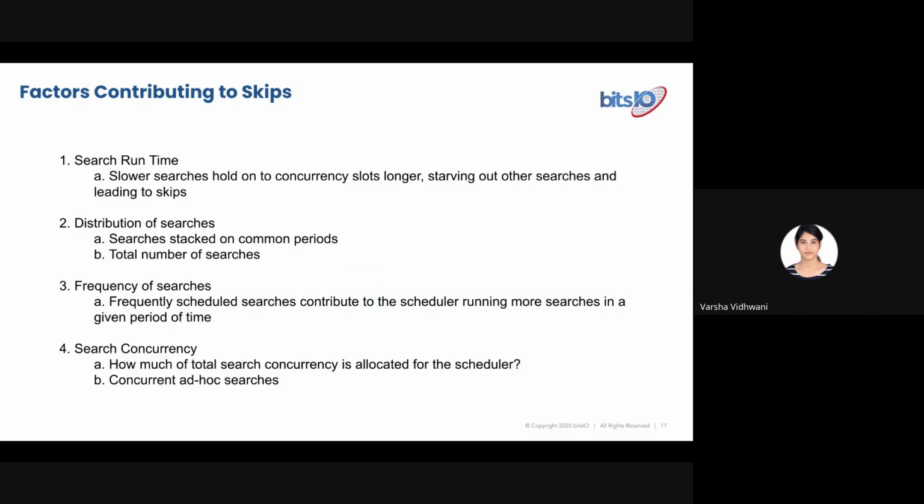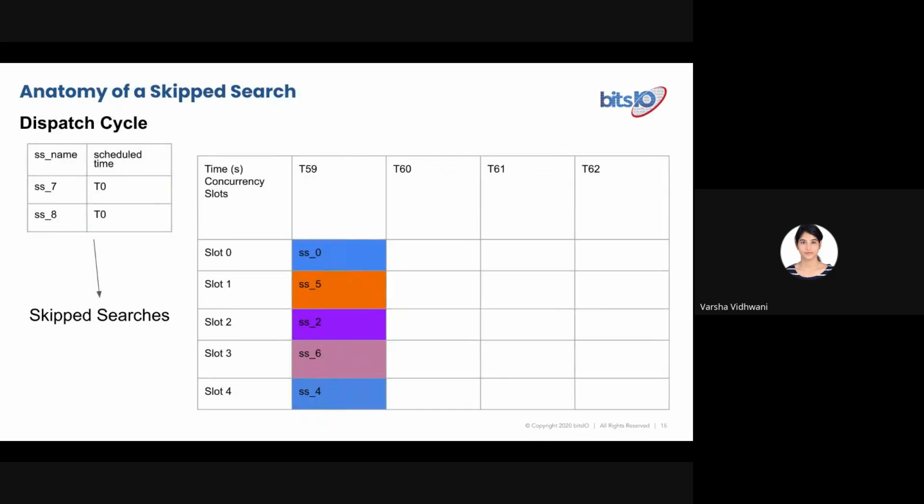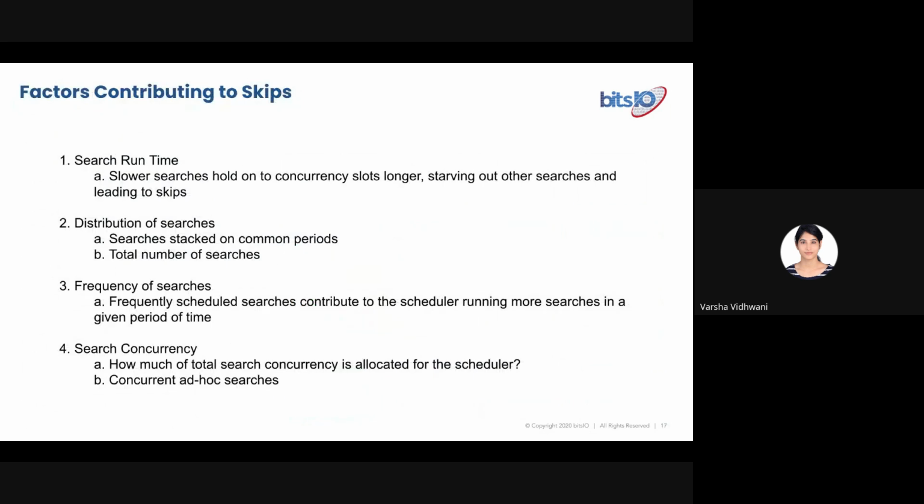So we have seen in the previous example that SS0, SS5 and SS2 were taking a lot of time and were running till the end of the very minute. This is also the reason that other searches were skipped. So if the search runtime is really long, it can lead to skipped searches.